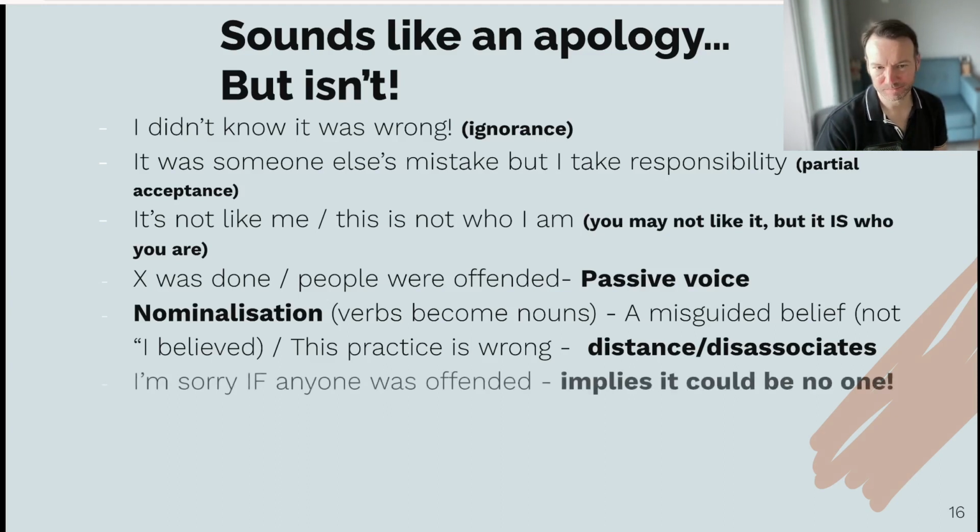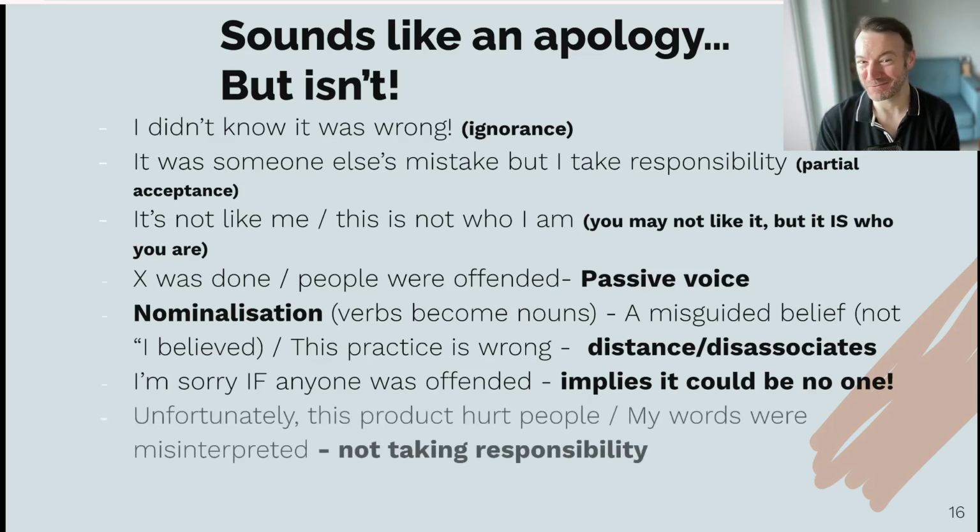All right, next up. The absolute stone cold classic of using if. So I'm sorry if anyone was offended. Again, implies that it could be nobody. Maybe there's 0 people who were offended. Although if you are using this expression, chances are you have been told that it is offensive. So I'm sorry if anyone was offended. Implies it could be nobody. Like, oh, maybe I'm not the bad guy, right? Maybe it's nobody. So again, words like but and if should not be in your apology if it's going to be a real apology.